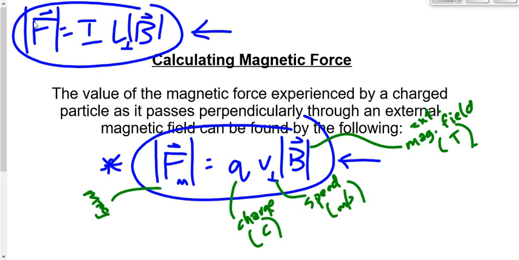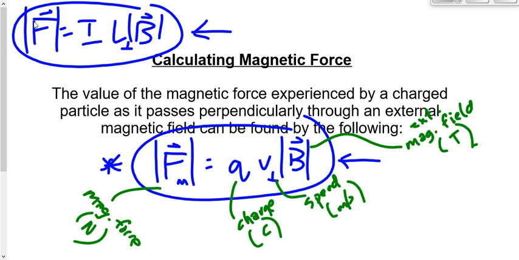Spencer, question? What's this little symbol, this upside-down T? Cameron? Yeah, it just means perpendicular, so the particle must be moving perpendicular to the magnetic field. This equation isn't valid if that's not the case. If they're parallel, there is no force, so you don't have to use an equation.